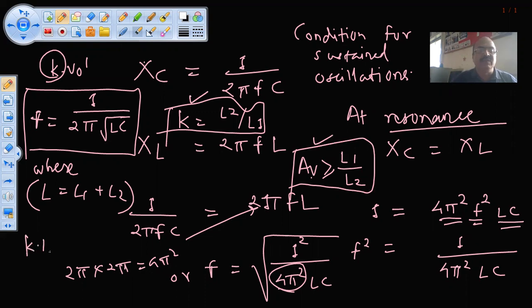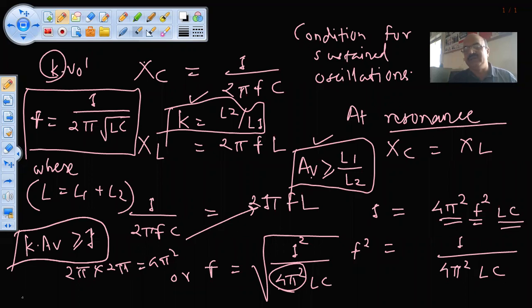बार्कहाउसन क्रायटेरिया काय, K times AV should be greater than or equal to 1. जोपर्यंत हा क्रायटेरिया सॅटिस्फाय करत नाही, तोपर्यंत the positive feedback amplifier doesn't get transformed into an oscillator. ही कंडिशन सॅटिस्फाय करण्यासाठी K ची व्हॅल्यू L2/L1 आणि ट्रान्झिस्टरचा व्होल्टेज गेन L1/L2 असायला पाहिजे. ह्या दोन गोष्टी जर पाळल्या तर बार्कहाउसन क्रायटेरिया सॅटिस्फाय होतो, आणि मग तुमचं सर्किट ऑसिलेशन्स चालू करतं. अशा प्रकारे साइन वेव्ह ऑसिलेशन्स दिसायला चालू होतात.